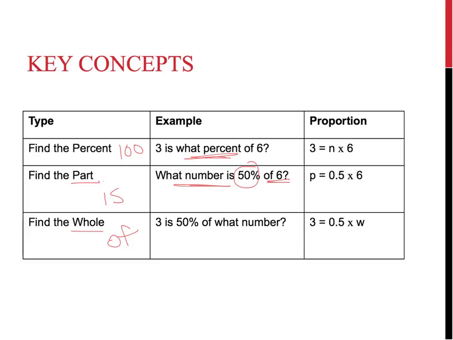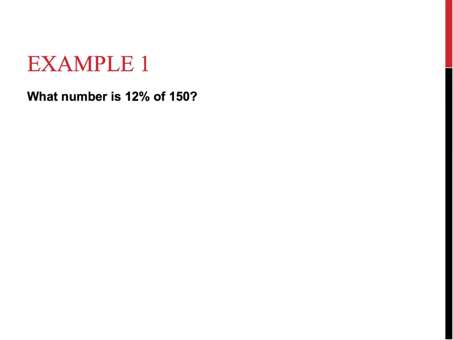When we want to find the whole, it says 3 is 50% of what number? That's the thing we don't know. Part equals percent times whole. So we put the 3 in the part place, the 0.5 in the percent place, times the W, which we don't know. Make sure you copy this in your notes. So let's look at our first example.